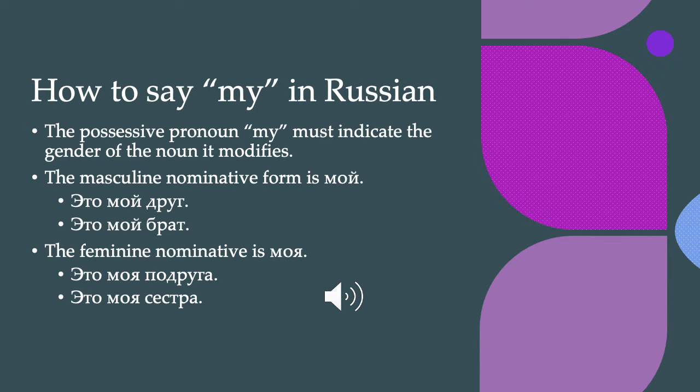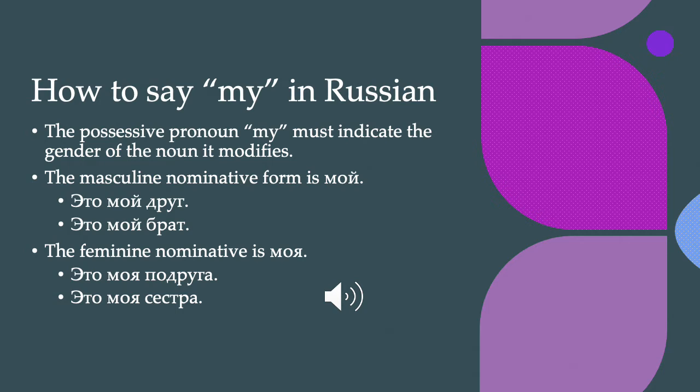So possessive pronouns are words like mine, yours, hers, his. They're words that indicate possession. And the possessive pronoun my in Russian must indicate the gender of the noun it modifies. So gender is super important in Russian, and pretty much everything has to indicate gender in some way.